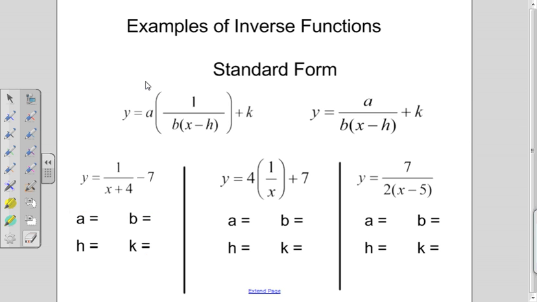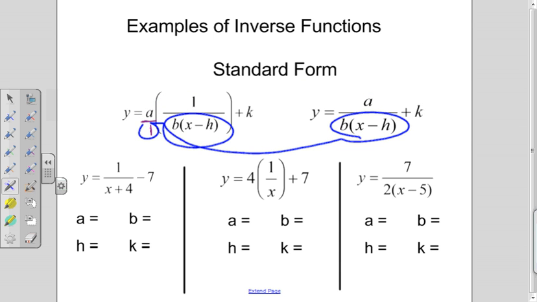All right, so why do we have the two general forms here? Well, if you think about it, we're really multiplying by fractions in this form, if you put the a over 1, and I will. Okay? So if you're just multiplying fractions, the rule from third grade was multiply the numerators, multiply the denominators. So a times 1 would be a, and 1 times b times the quantity x minus h is b times the quantity x minus h.